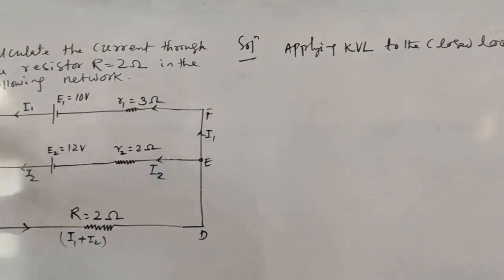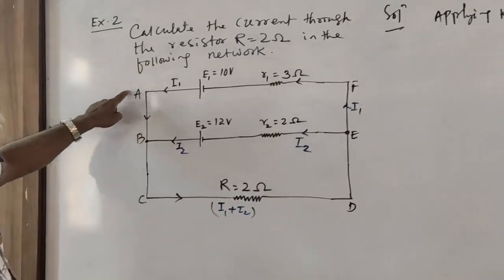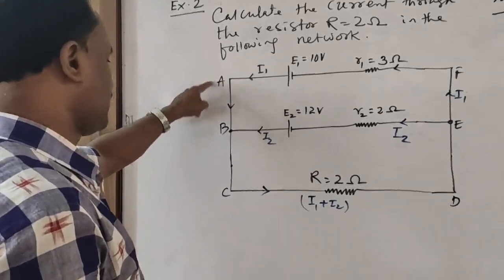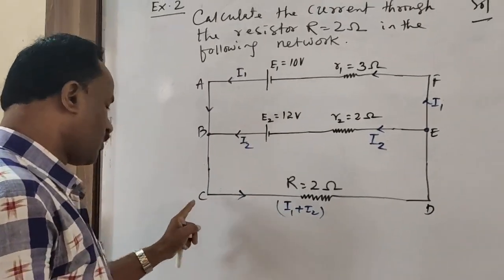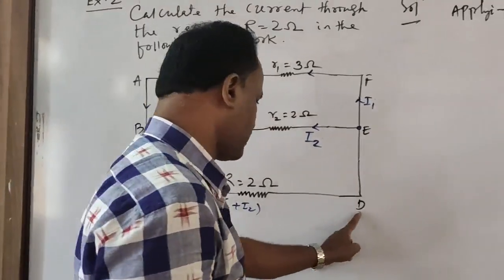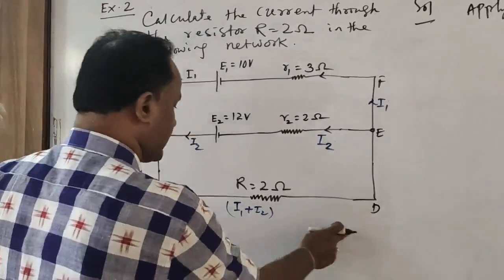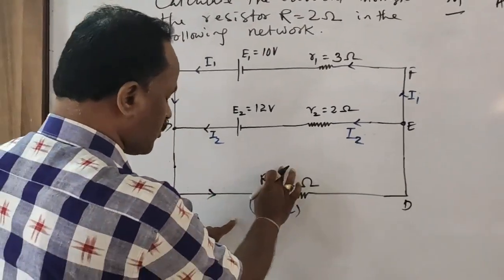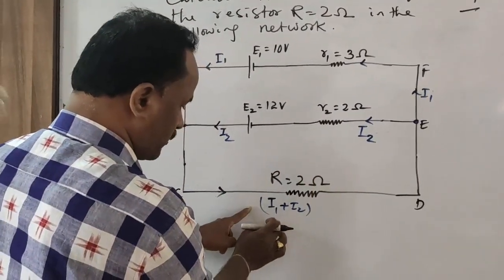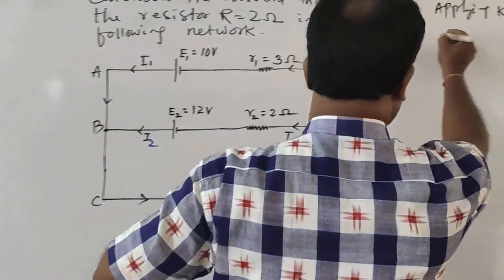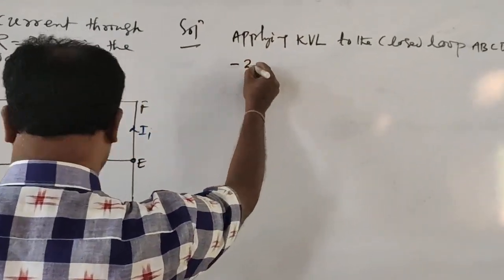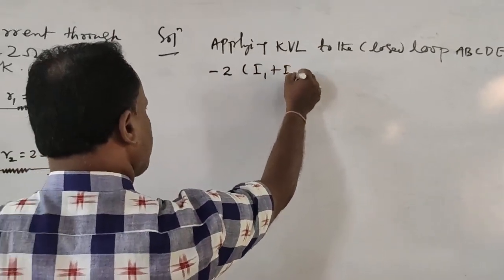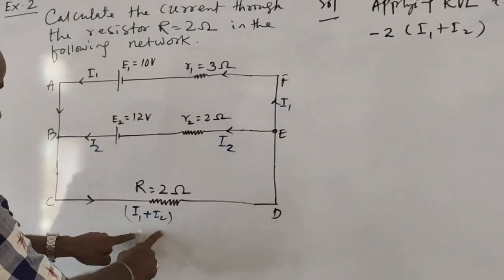Use Kirchhoff's voltage law with proper convention. From A to B, there is no resistor, there is no drop or gain of potential across AB or BC. But while going from C to D, we are moving along the direction of current, and there is a drop of potential across 2 ohm, and that drop of potential is taken to be negative. That is the reason why I put here minus. The current is I1 plus I2 multiplied by resistance is the potential. So minus 2 into this one.